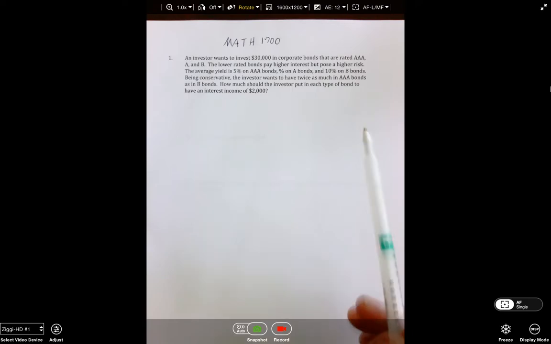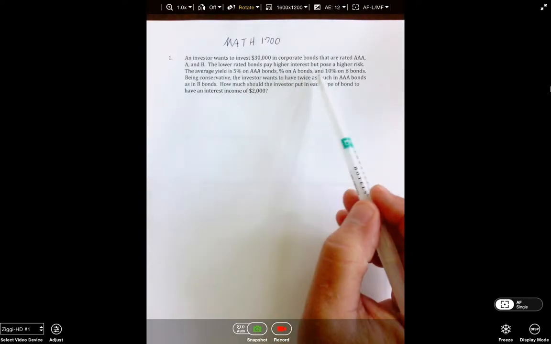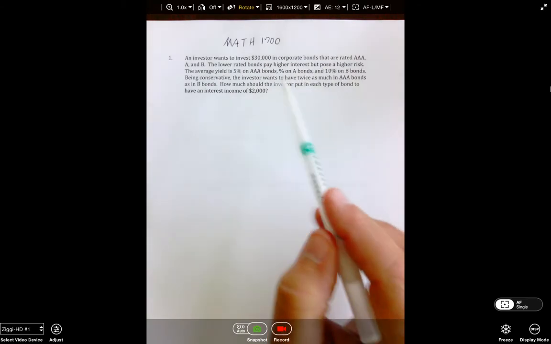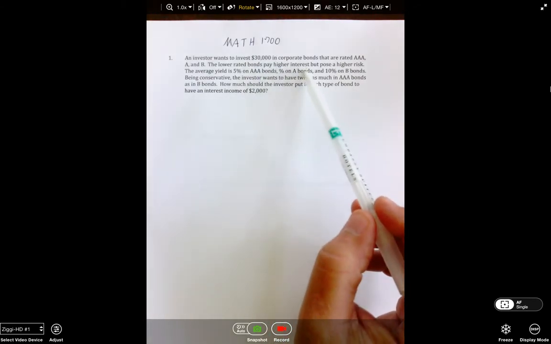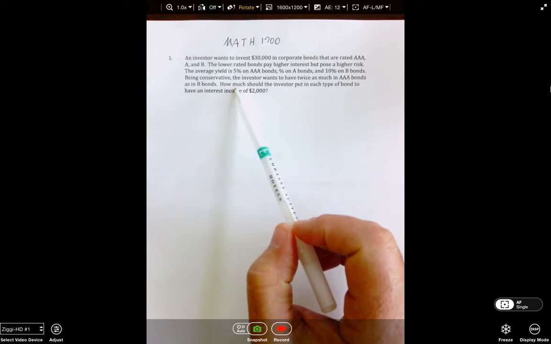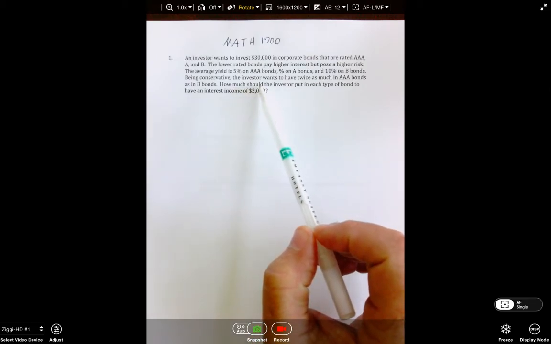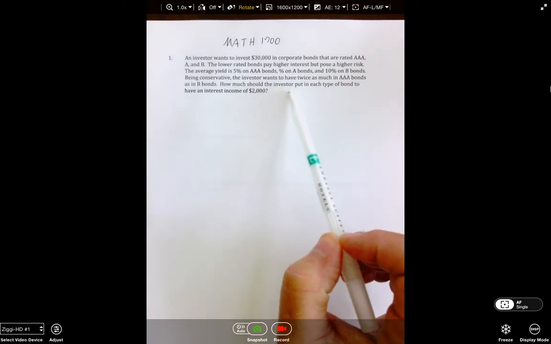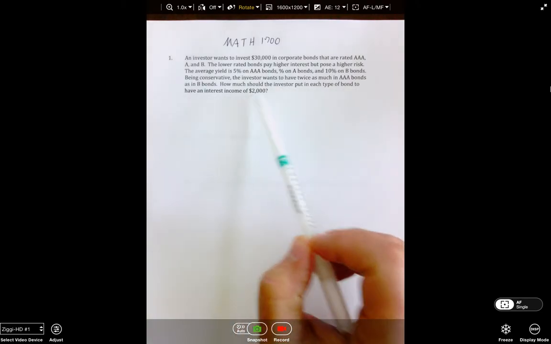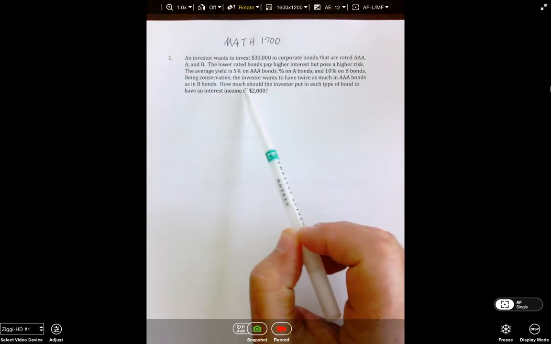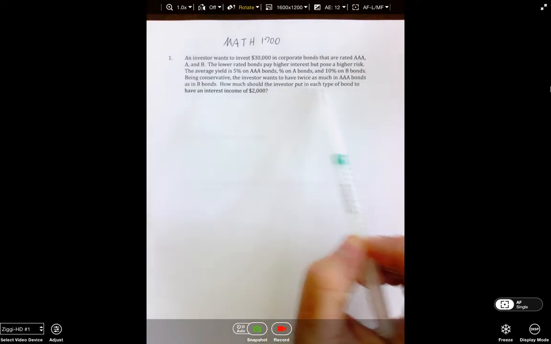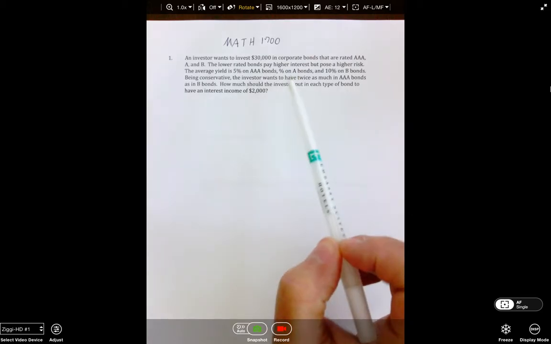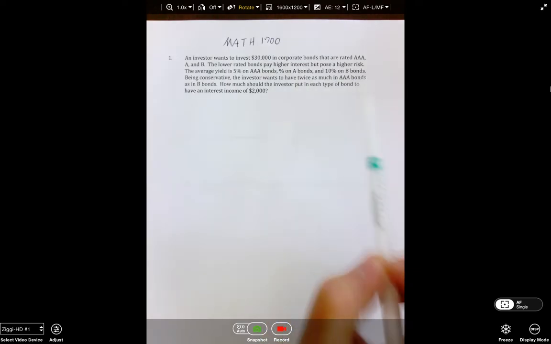As I've talked about before, once you read these types of problems and realize that you've got something that's setting up like a systems of linear equations problem, in other words you've got information on multiple things, I always go to the last sentence, and this tells you how your variables are going to be set up. It says, how much should the investor put in each type of bond to have an interest income of $2,000. So I realize I'm talking about the type of bonds, and I need to go back and read the problem very carefully and see what information is presented about what type of bonds.